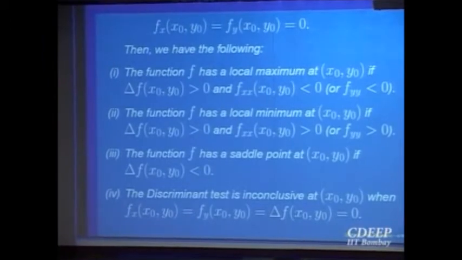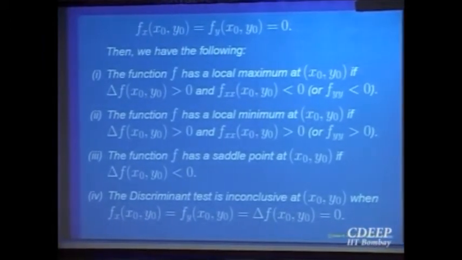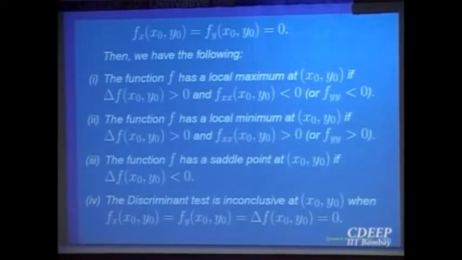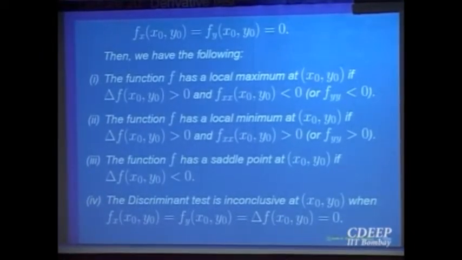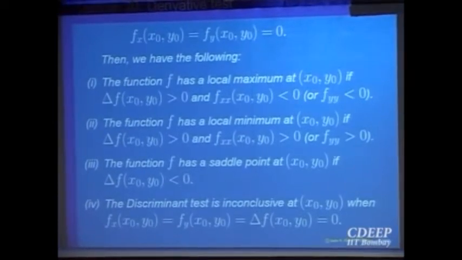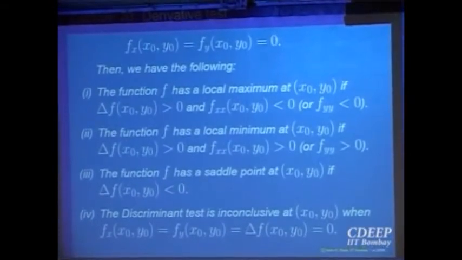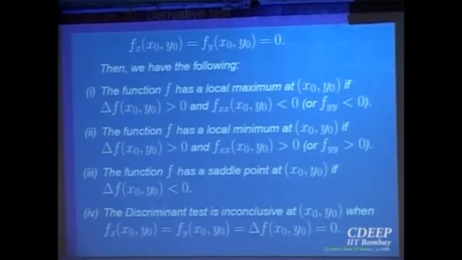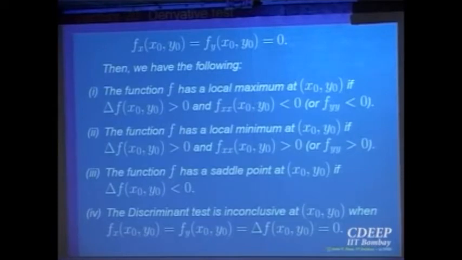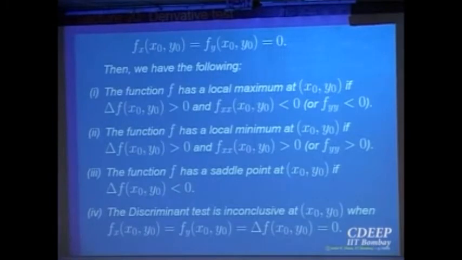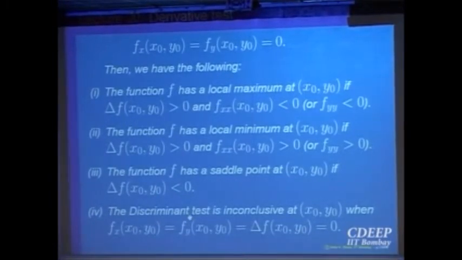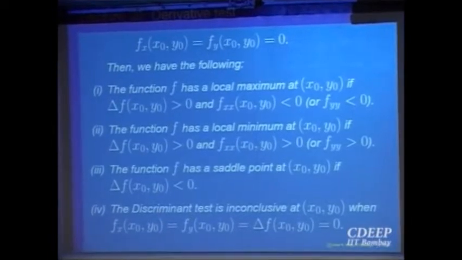Like for a function of one variable, second derivative equal to 0 does not tell you anything, right? You may have to go to further derivatives in one variable also. So the same thing happens here. Discriminant positive, two cases: f of xx positive, it is a local minimum; f of xx negative, it is a local maximum. If the discriminant is negative, it is a saddle point. If it is equal to 0, the test fails, anything is possible. We will not prove this test; the proof involves a bit of linear algebra and other things. So we'll assume this and apply it to various situations.